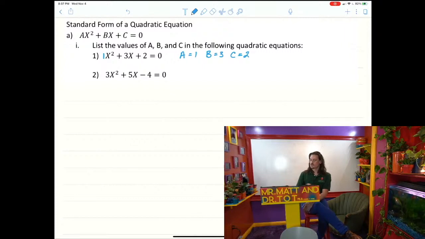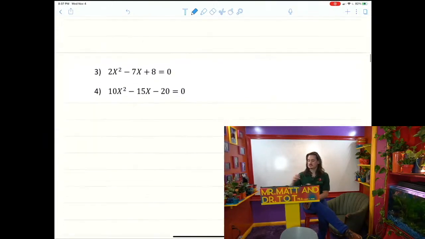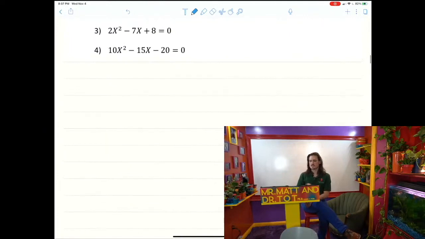So for the quadratic 3x squared plus 5x minus 4 is equal to 0, a here would be positive 3, b would be positive 5, and c would be negative 4. If the value has a subtraction sign, then you need to take the negative when identifying the coefficient. So c here is negative 4, not positive 4. If you have any questions, then please let me know. Otherwise, I'm going to give you 3 minutes. Please look at 3 and 4.